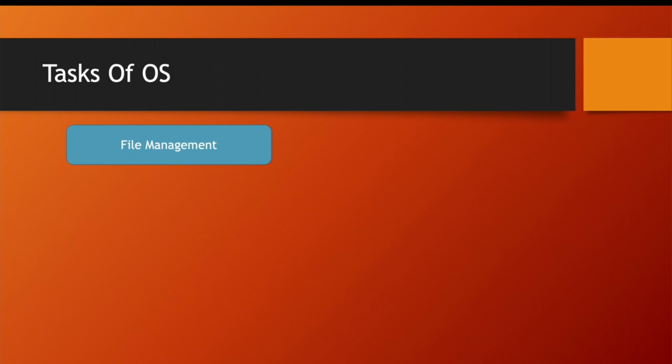Now let's understand the tasks of an operating system. Very first, the OS can act as a file manager. That means it helps the user to open, create, delete or close any file. Next is the OS acting as a secondary memory manager. What is that secondary memory manager? A good example of secondary memory is the hard disk. The OS helps to know which space of the hard disk is filled or empty.